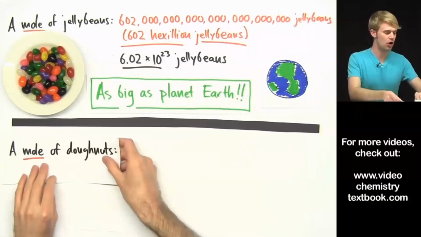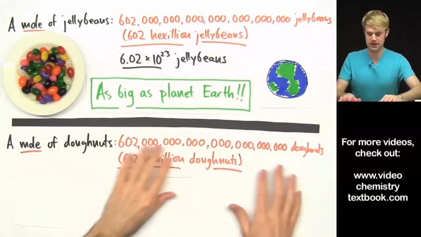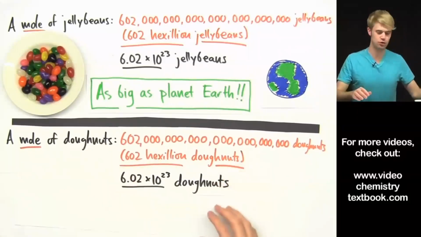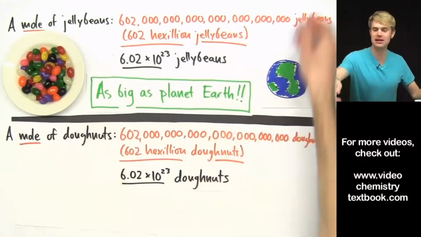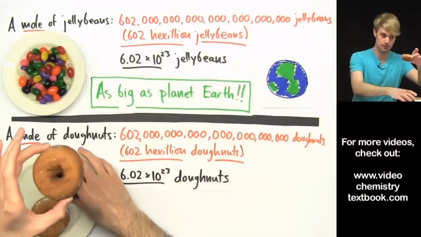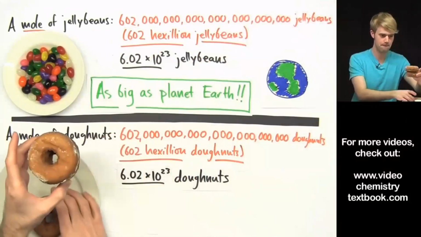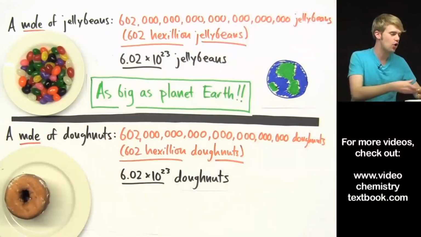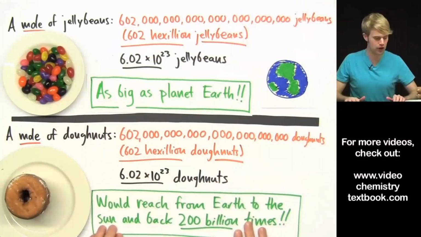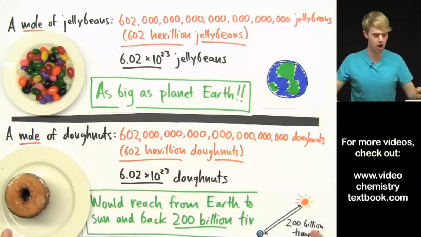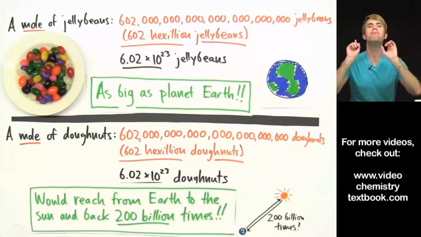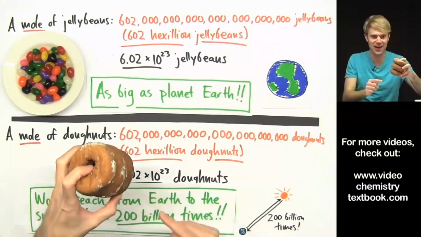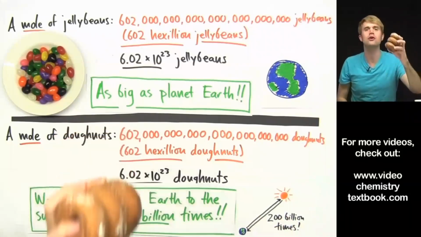Now, we could also have a mole of donuts, which would be 602 hexillion donuts, 6.02 times 10 to the 23rd donuts. If we had this many donuts and we stacked them on top of each other like this, if we had 602 hexillion donuts and we kept making the stack, this stack would reach from the Earth to the sun and back 200 billion times.